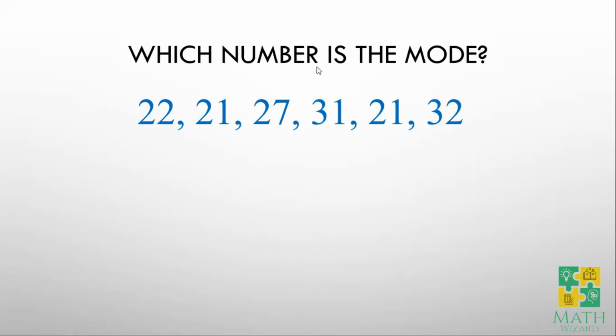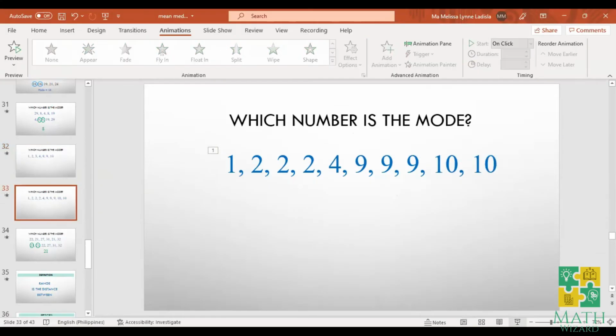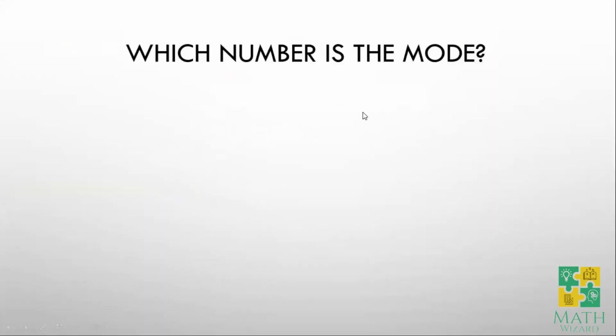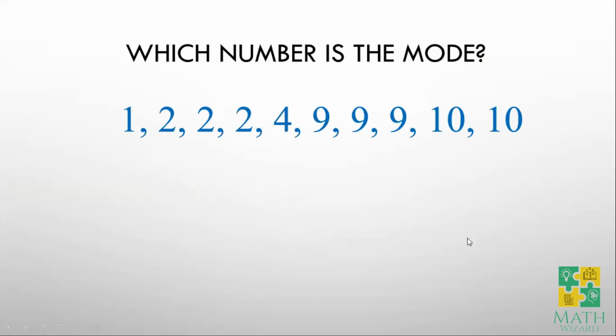So our mode is equal to 21. Okay. So what if the question is like this: which number is the mode? We have 1, 2, 2, 2, 4, 9, 9, 9, 10, 10. We notice that 2 and 9 appeared thrice, 4 and 1 appeared once, and 10 appeared twice. What do you think is the mode for this set of numbers?